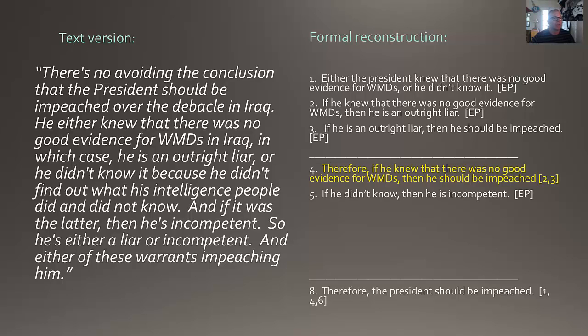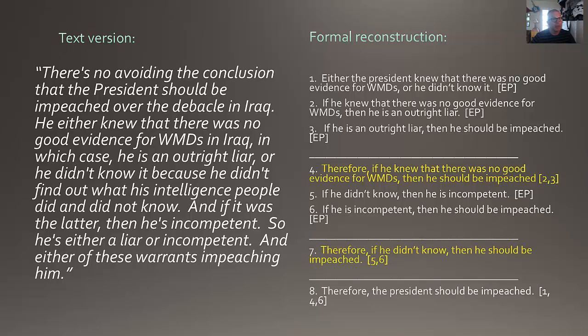Well, this author says if he didn't know, then he's incompetent. Comes right out of the passage. If he's incompetent, then he should be impeached. So now if I put 5 and 6 together, I get if he didn't know, then he should be impeached. So now you can see, look at the justification I've given for 8. For 8, I've said the justification is 1, 4, and it should read 7.